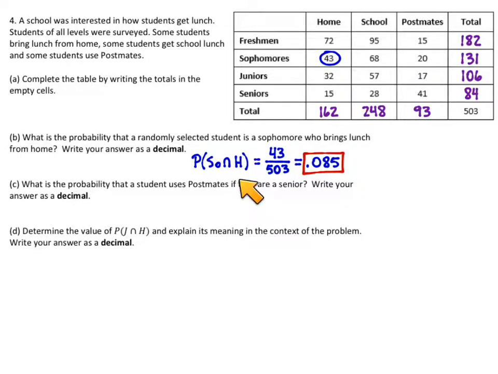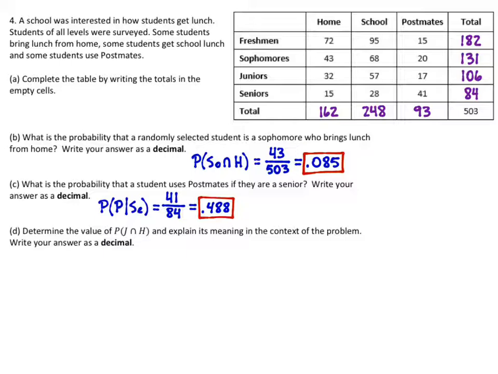For C, it says what is the probability that a student uses Postmates if they are a senior? Notice the key word here is if. So this is a conditional probability. We would write this as the probability of P given senior. All right. Now our sample space is going to change now. We're not looking at the entire school. We're looking at only seniors. And so that would be out of 84. So out of the 84 seniors, how many of them get Postmates? Well, that would be 41. So 41 out of 84, calculator produces 0.488.